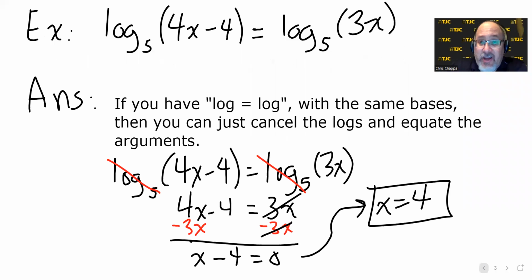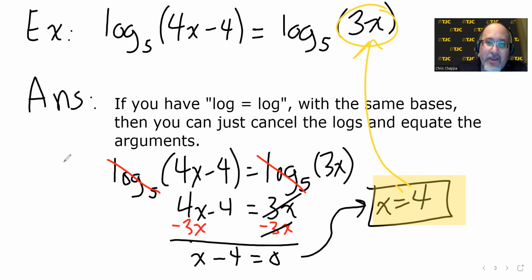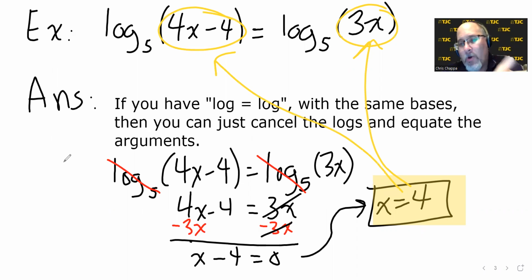Now, I didn't mention it here, but we can check it real quick. If I take that 4 that I claim as the solution, well, it is the solution, and I substitute that 4 back here, I get 3 times 2 is 12. That's not negative. We're okay. And if I put the 4 here, I get 4 times 4 minus 4. 4 times 4 is 16, minus 4 is 12. But the important thing is our solution does not make any negative arguments in the original logarithm, so it's a keeper.